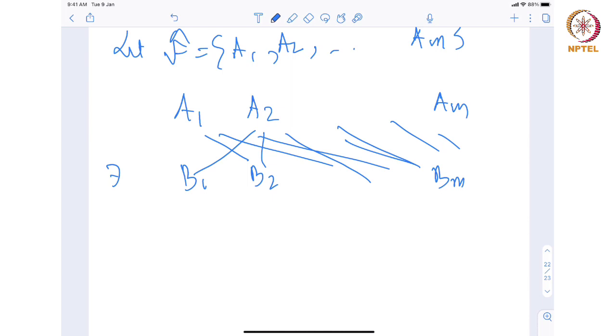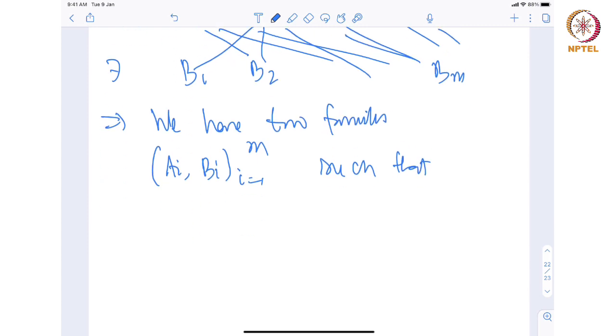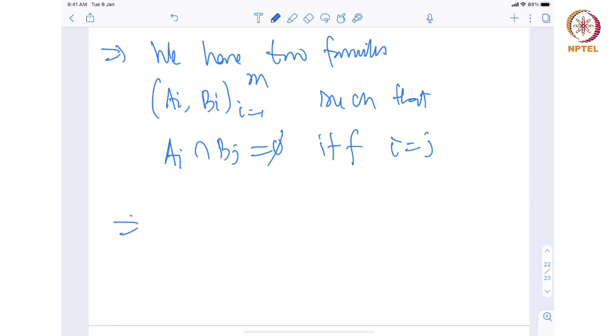Then we have two families Ai, Bi, i going from 1 to m, such that Ai intersection Bj is empty if and only if i equals j. Now, what does that imply by the two families theorem? This implies m is at most P plus Q choose P. So now we have been able to show this.